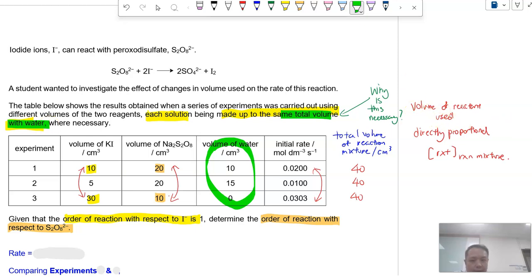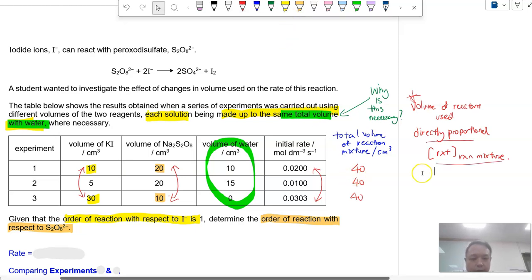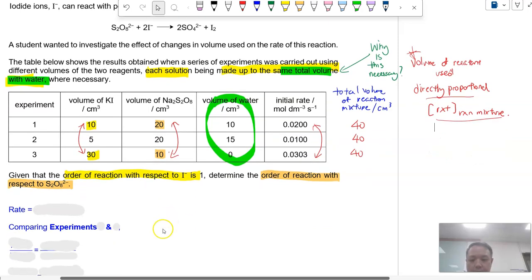your volume of reactant used is directly proportional to the reactant's concentration in the reaction mixture. Right, so this is an important consideration that we have for practical. Alright, we need to ensure that we add the corresponding volume of water to keep total volume constant. Okay, so once we have that, we can then deduce the order of reaction with respect to S2O8 2-, given that order of reaction with respect to I- is 1.